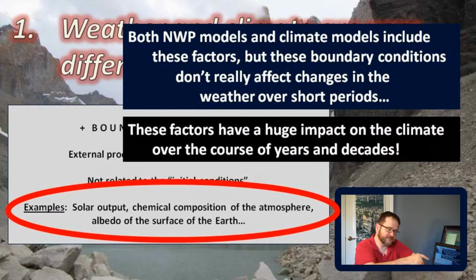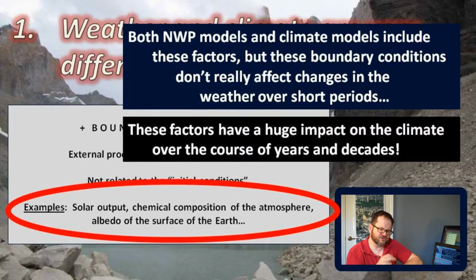But these boundary conditions have a huge impact on climate timescales. Over the course of years and decades, these are the factors that determine what the climate of the Earth is going to be. If I double the amount of carbon dioxide in my climate model, I run 2 simulations. One is with the observed amount of carbon dioxide in the atmosphere, and the other is with double that much. If I iterate both that control run and that experiment run 3 days out into the future, we can't see the difference. If I iterate them 30 years out into the future, the one with double carbon dioxide will be radically different than the one that had observed amounts of carbon dioxide in the atmosphere.